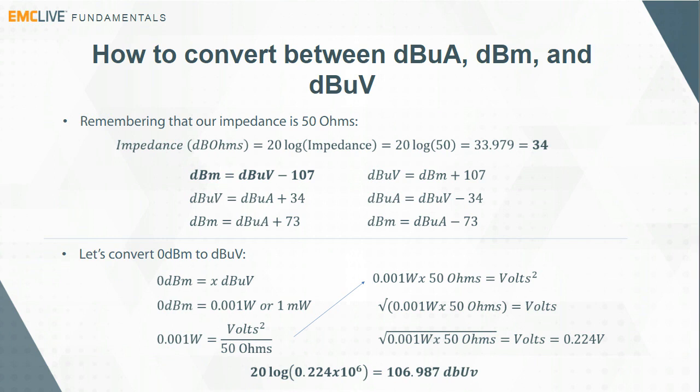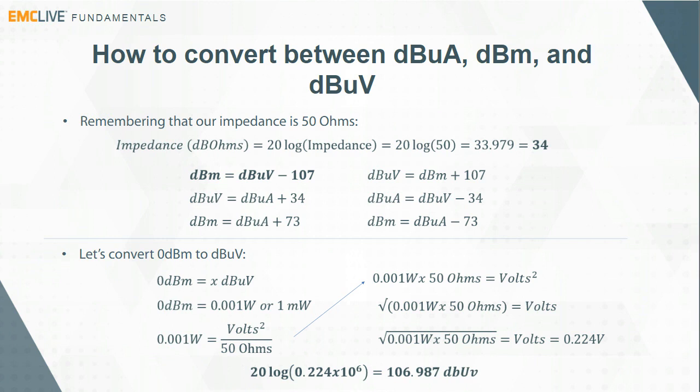dBm is dB microamps plus 73. And dB microamps is dBm minus 73. Okay? And if you look, 107 and 73 are 34 apart. And so that's kind of an indicator of how that all works.